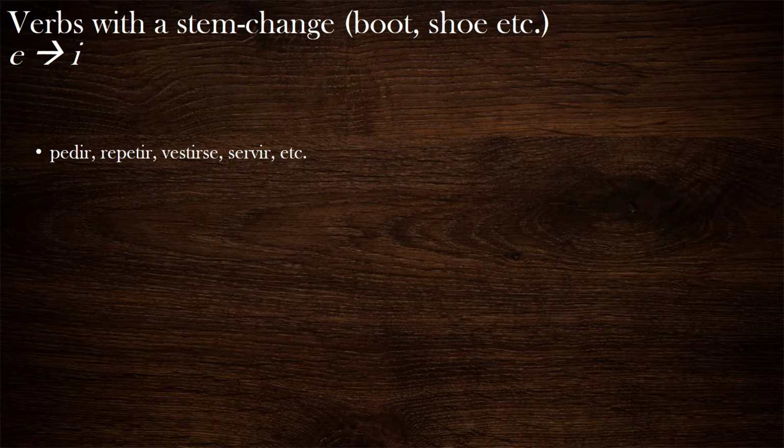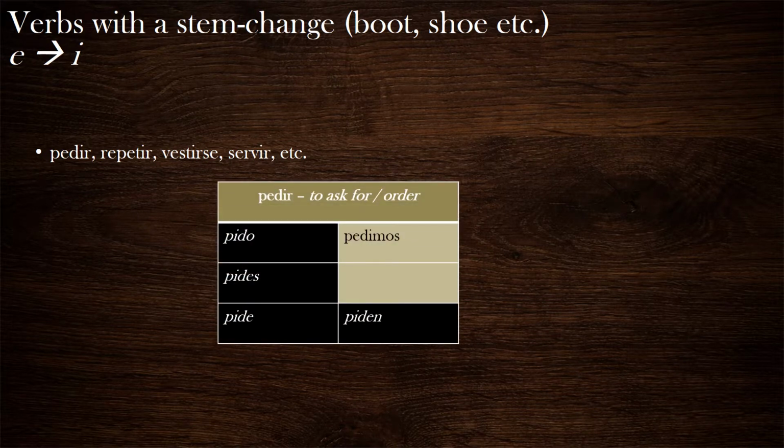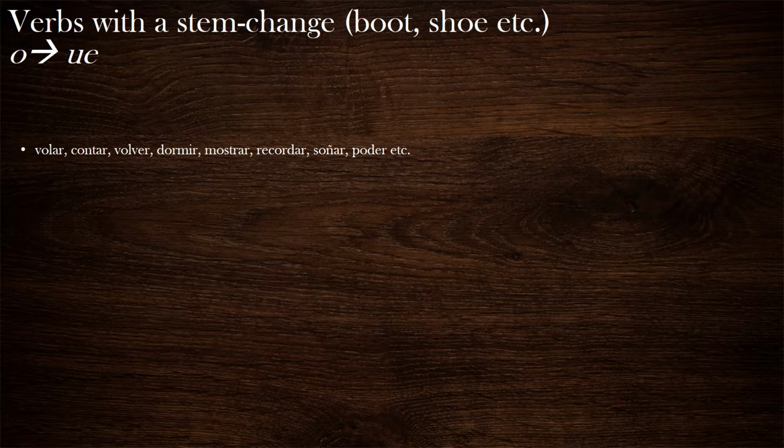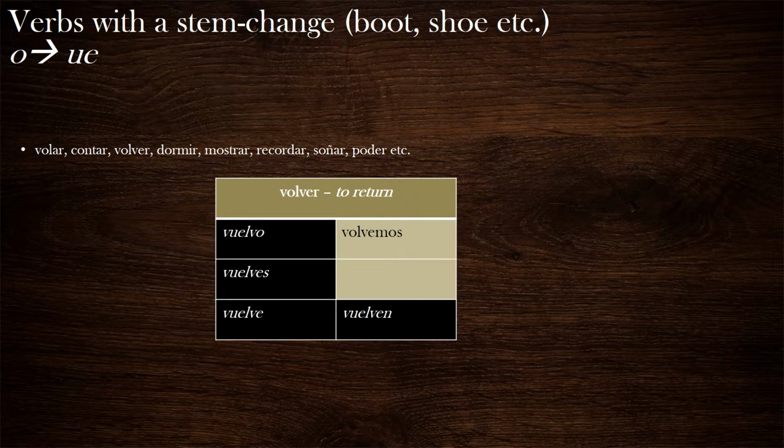More stem changing. These verbs here change from E to I, just to I. So pedir: pido, pides, pide, pedimos, piden. Looks like a shoe. More of them, but these change from an O to a UE. Volver: vuelvo, vuelves, vuelve, volvemos, vuelven.